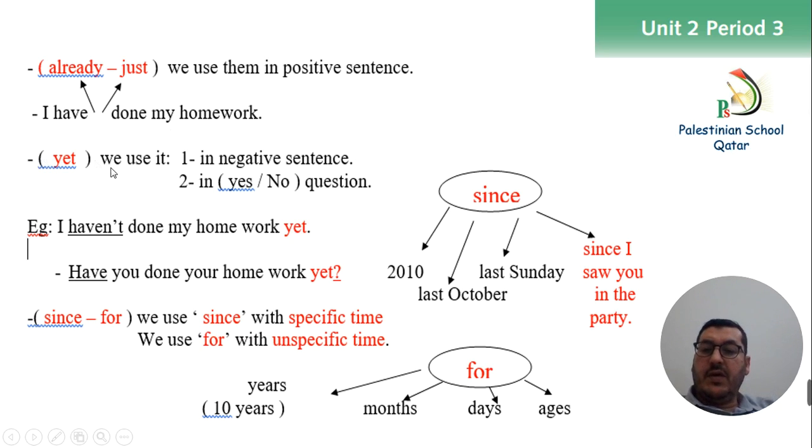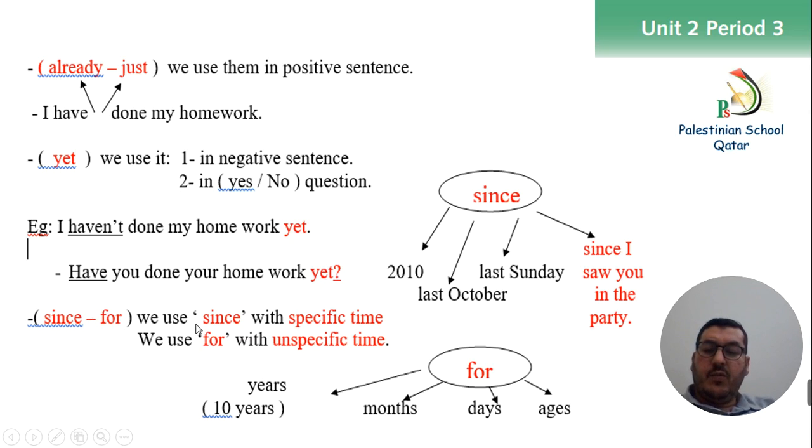While yet, we can use it in two ways. The first one in a negative sentence, and the other one in a yes/no question. For example, I haven't done my homework yet. So we use yet at the end of the sentence. We use it with the negative sentence, and we can use it with the question. Have you done your homework yet?